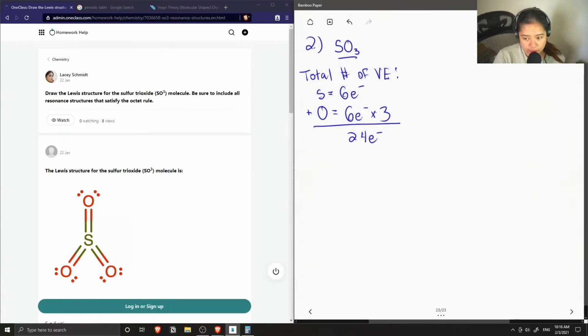Okay, so now let's try to draw out a skeletal structure for this molecule. Sulfur will be our central atom since it is less electronegative than oxygen. And then we can draw 3 bonds to our oxygens, and we'll see what happens if we draw in all of our lone pairs.